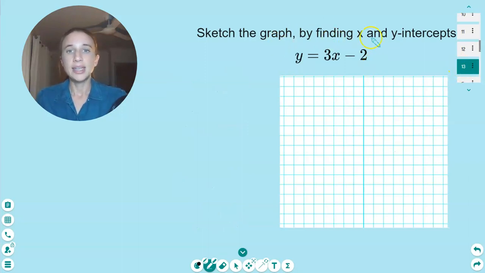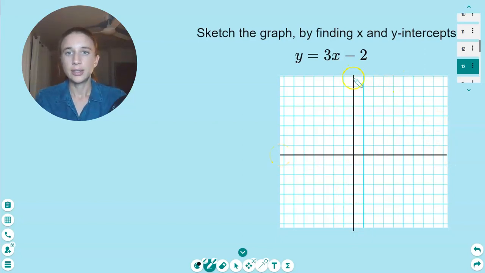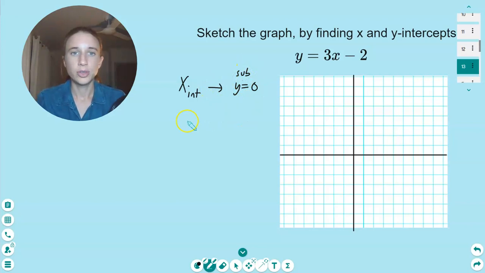Okay, sketch the graph by finding the x and y intercepts. Y equals 3x take 2. So maybe I'll just draw my coordinate plane first. Now, we're finding the x and y intercepts first. So our x-intercept, sub y equals 0 into this equation: 0 equals 3x take 2.